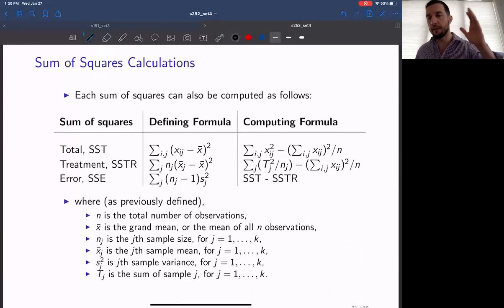is just find the mean of everything in the data set, and then take each observation, subtract that mean, square it, add all of those together. So that one is pretty straightforward. The SSTR is also pretty straightforward. You find the mean of each group, you find the overall mean, you do the difference of each group mean minus the overall mean squared, multiplied by the group sample size, add those together. Once you have those two, it's easy to get SSE. So that's the path that I would recommend if you have to do it by hand.